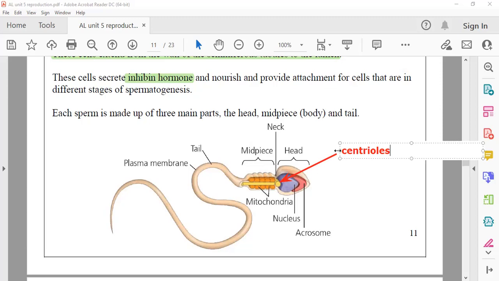Yes, sir. Right. Nucleus, if you consider this nucleus, a male sperm nucleus, how many chromosomes are you expecting in that nucleus?